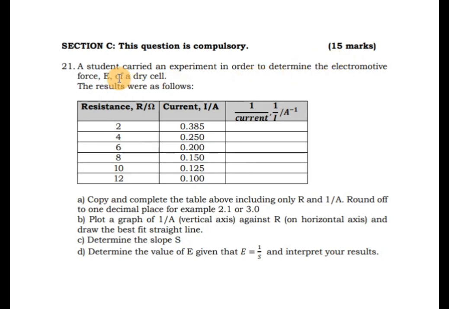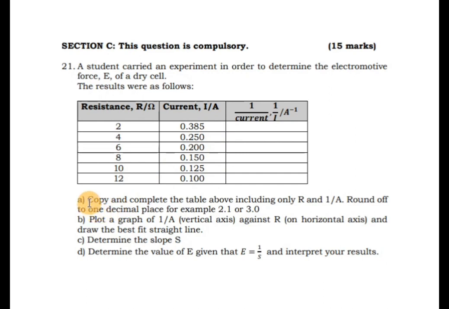Question 21. A student carried out an experiment in order to determine the electromotive force E of a dry cell. The result was as follows. You see here there's resistance, the symbol is R and the unit is ohm. Here's the current, where the symbol is I and the unit is ampere. This is 1 divided by current, where its symbol is 1/I and the unit is ampere to the power minus 1. Those are the results of the resistance, and here are the results for the current.